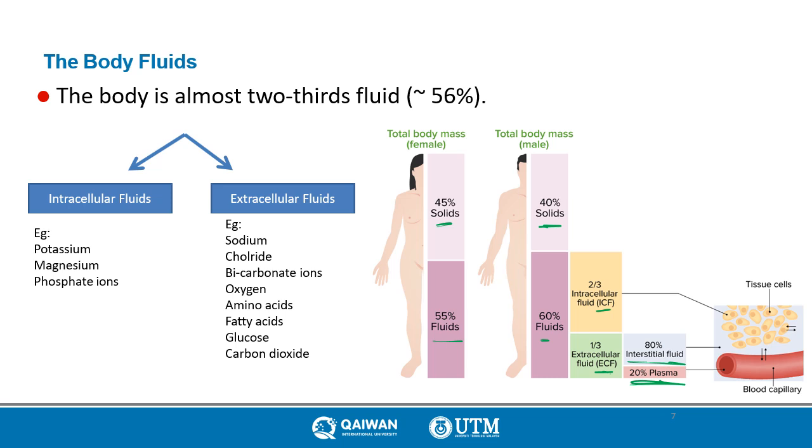The ICF contains potassium, magnesium, and phosphate ions, while the ECF contains sodium, chloride, bicarbonate ions, oxygen, glucose, carbon dioxide, and many minerals and materials.